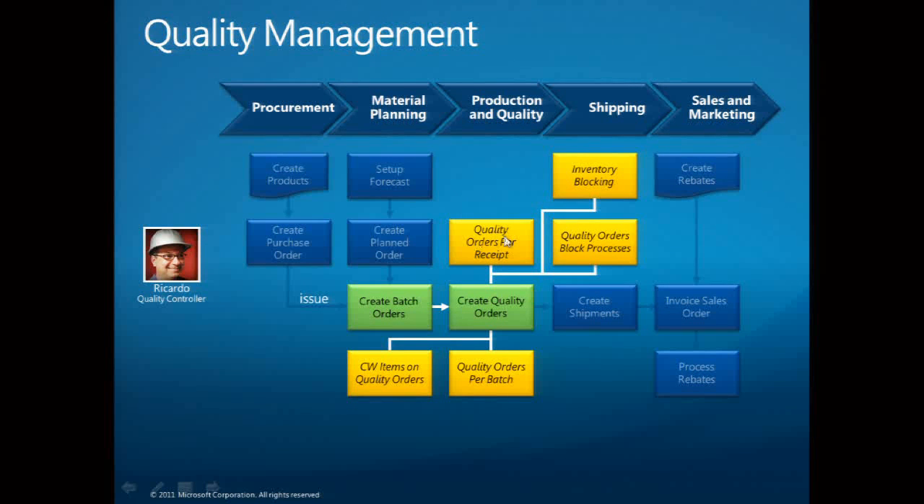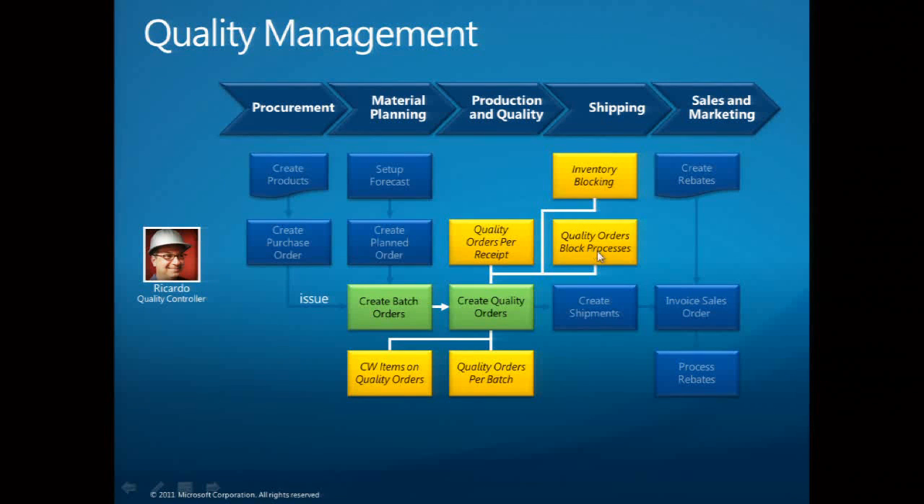Okay, and then this one, quality orders per receipt. Now this was a common scenario which we did not support in AX 2009. Imagine you have a purchase order for 100. You receive 60 in the first batch and 40 in the next batch. You could only create one quality order. As soon as you received the first 60, you had a quality order, and then, well, you could receive the next 40, but you wouldn't get a quality order. But now you can check the item sampling so that you have quality orders available at every receipt.